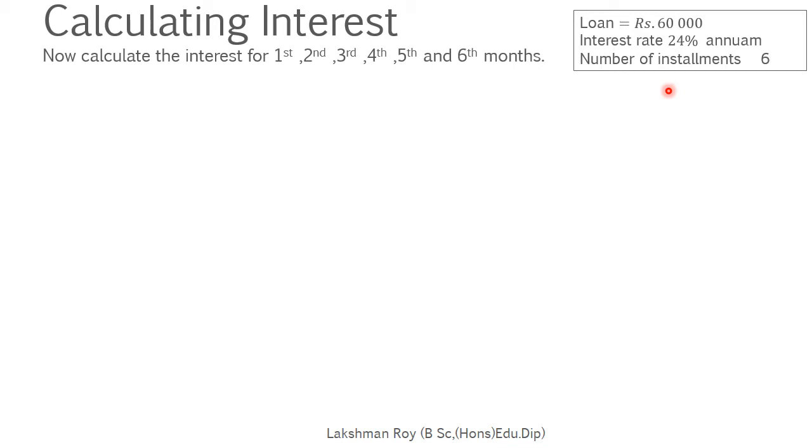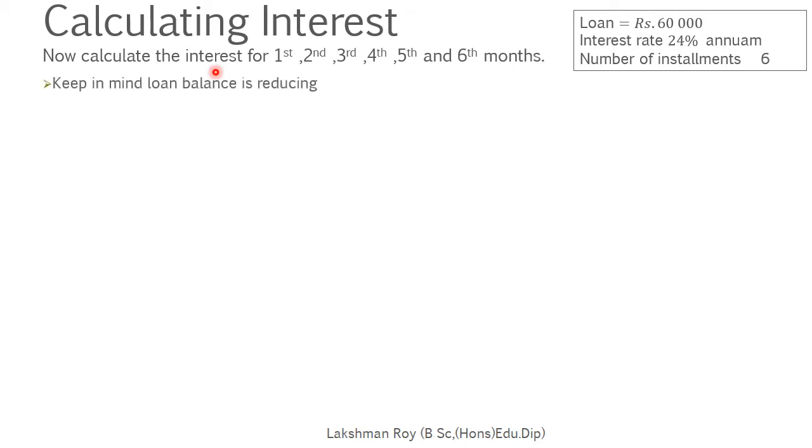You have to calculate interest here. So the loan is paid within 6 months. Therefore you have to calculate the interest for the first month, second month, third month, fourth month, fifth month, and also the 6th month, because there are 6 months. So in every month you have to calculate the interest. Here I am going to briefly explain how to calculate interest in each month.